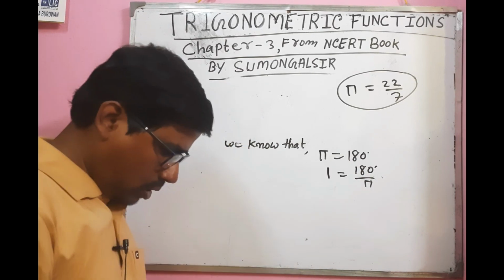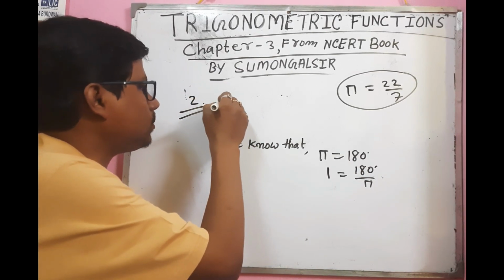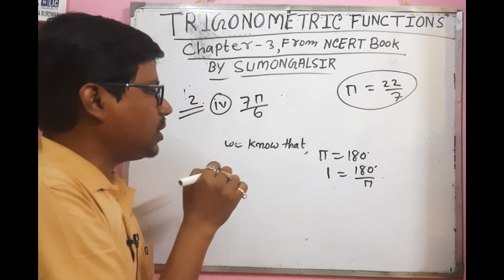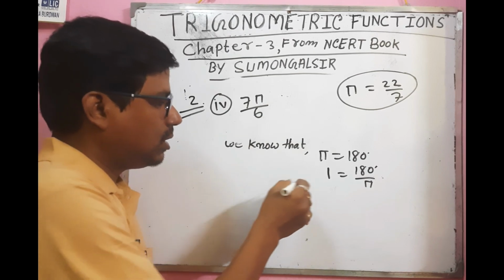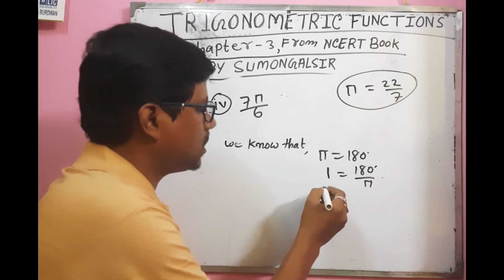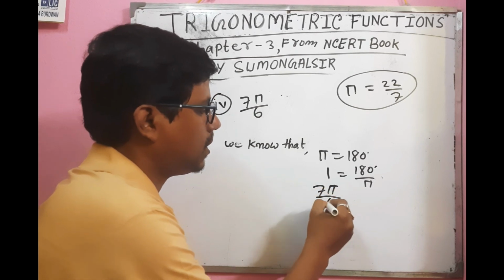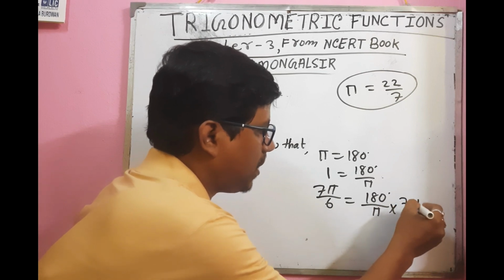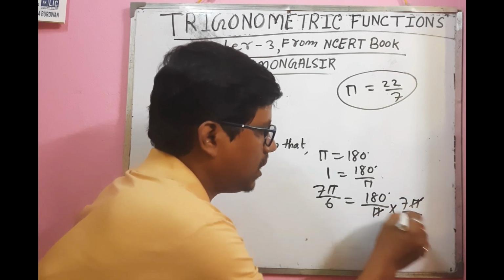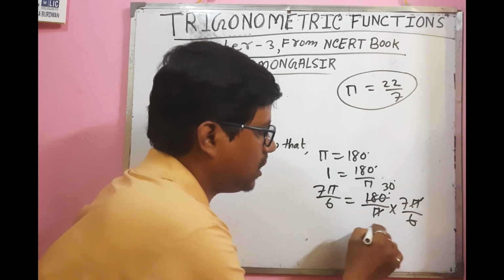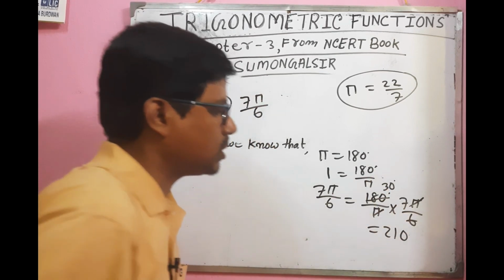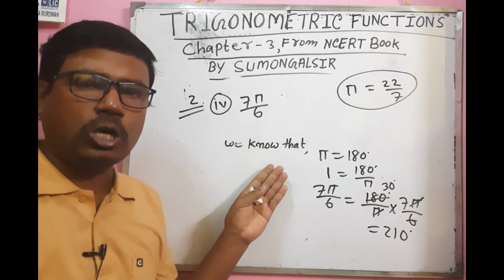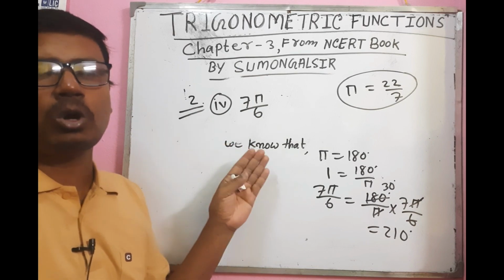Now we move to the fourth. The fourth question is 7 pi by 6. Convert it into degrees. Now using this as a unit, 180 degrees divided by pi multiplied by 7 pi by 6, pi cancels, and this is 30 degrees. So 210 degrees is the value for 7 pi by 6. So this is the completion of the fourth. This is the completion of question 2.